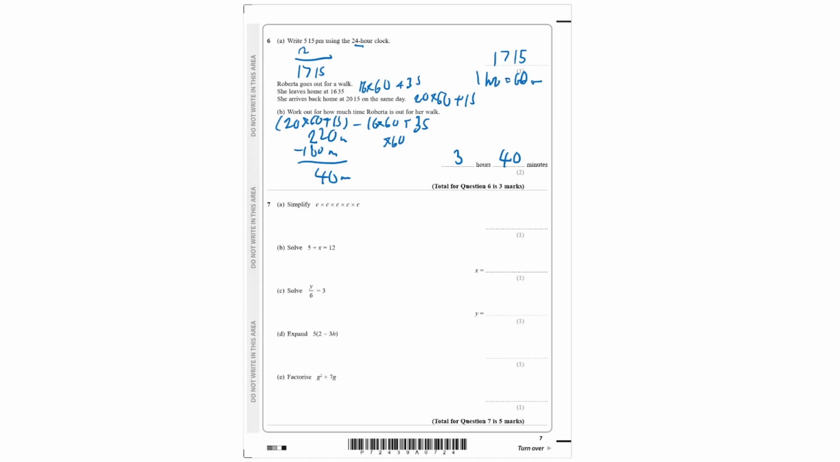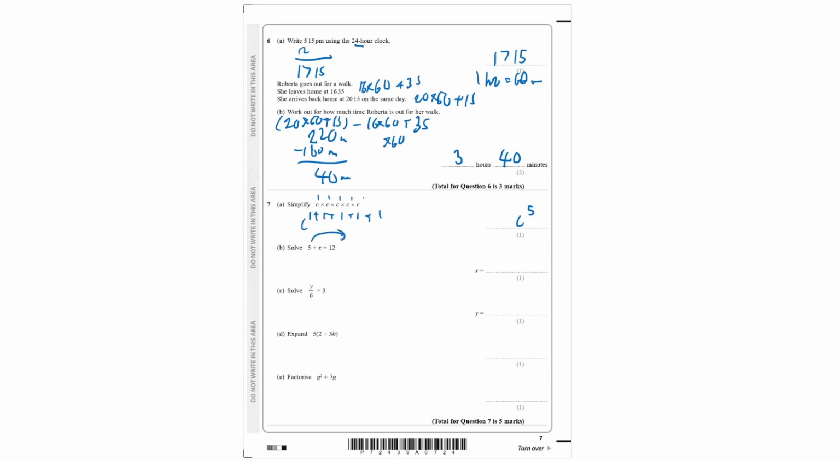Simplify c times c times c times c times c. When multiplying powers, we simply add all the powers that are given. So we have c to the power of 1 plus 1 plus 1 plus 1 plus 1, or c to the power of 5.